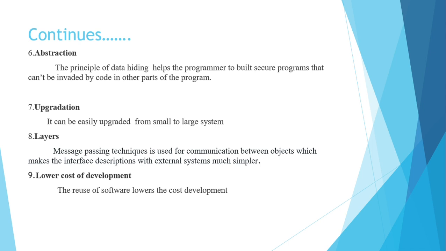By using data hiding techniques and data abstraction, data can be hidden by using classes and objects, and access specifiers are used to hide the data. So by using this, our programs, our data or our project is highly secure. Next is upgradation. It can be easily upgraded from small to large. Whatever it is, it can be updated and upgraded easily, by using reusability and extendability.